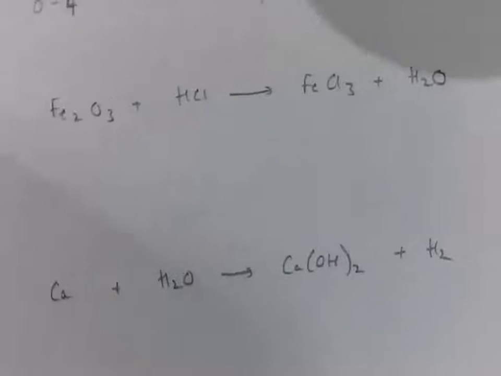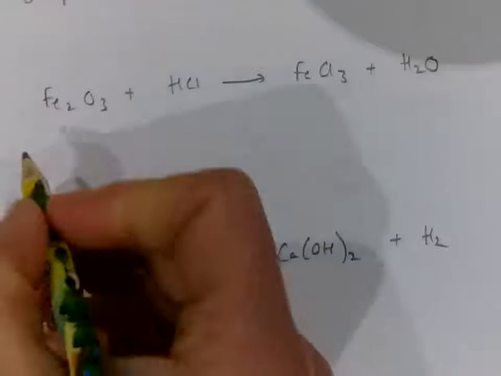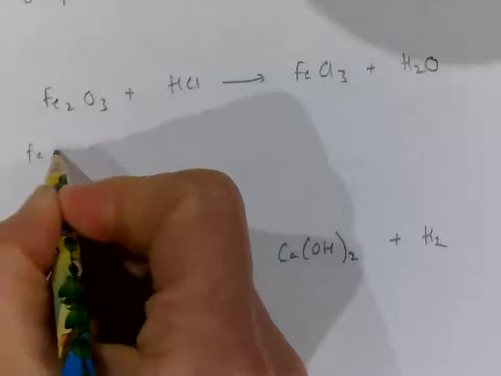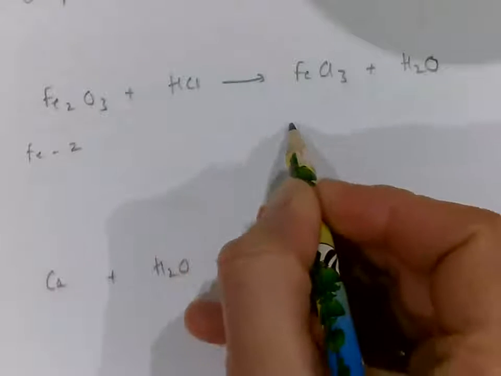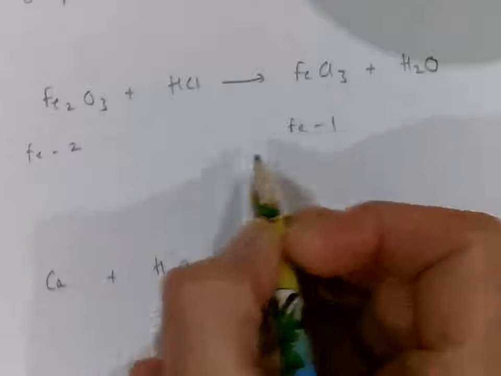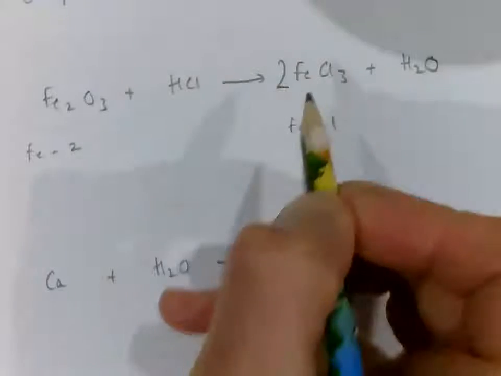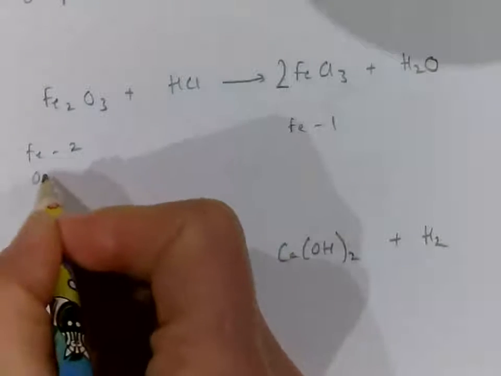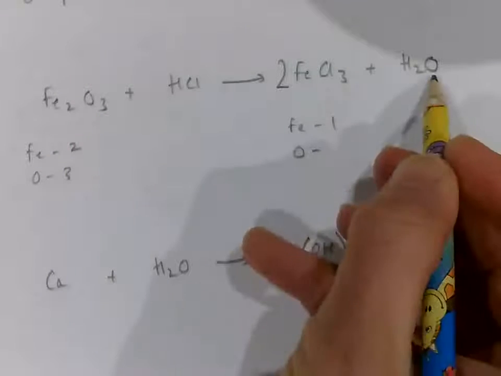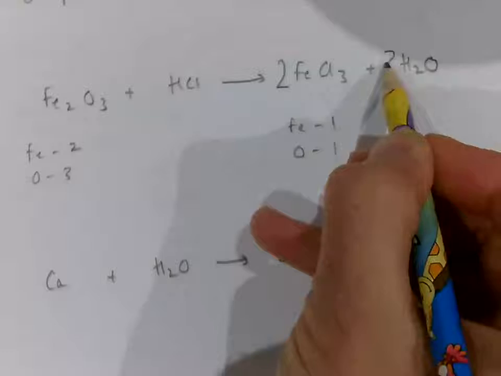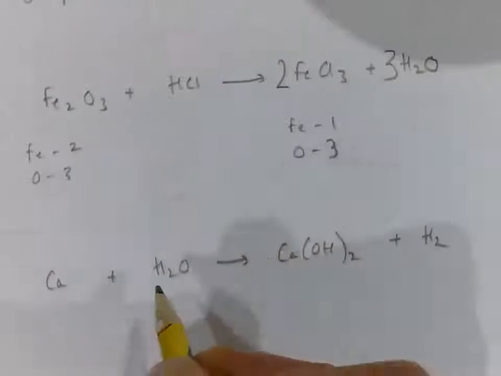Okay, this one here. So let's start with iron, Fe. I have 2 on this side. And on this side here, I've only got 1. So in order to have 2 on this side, I need to put a 2 in front there. Oxygens, I've got 3 on this side. Oxygens, I've only got 1 on this side. So in order to have 3, I've got to put 3 in front there.